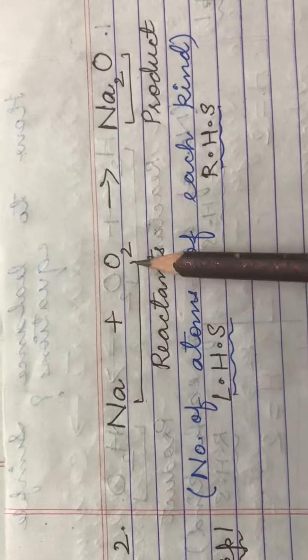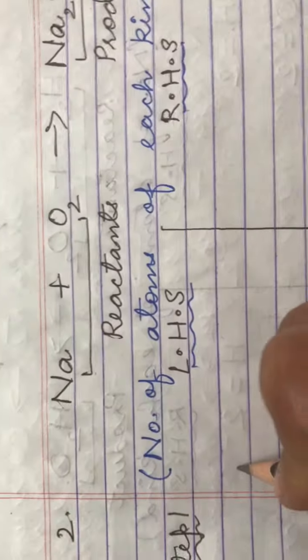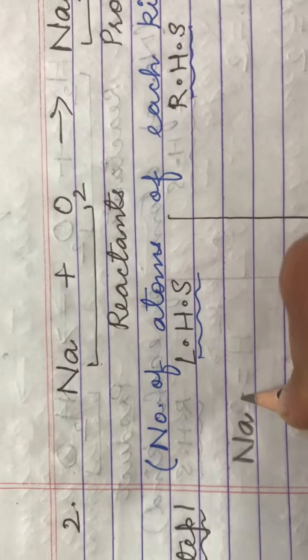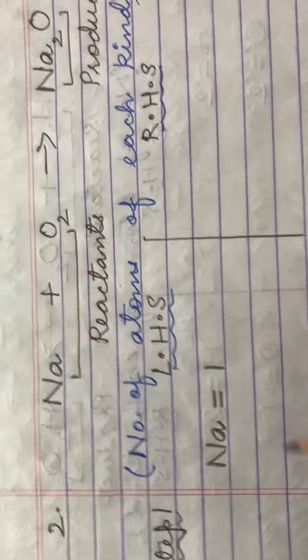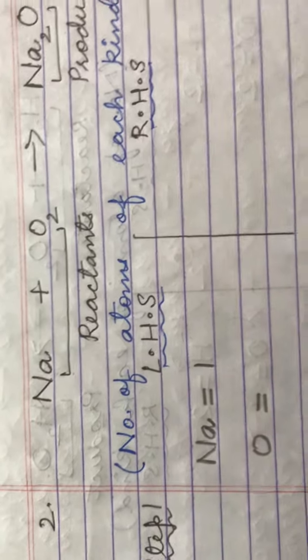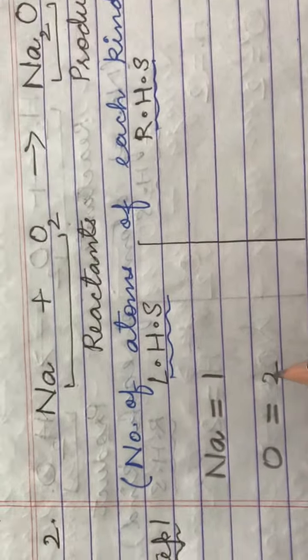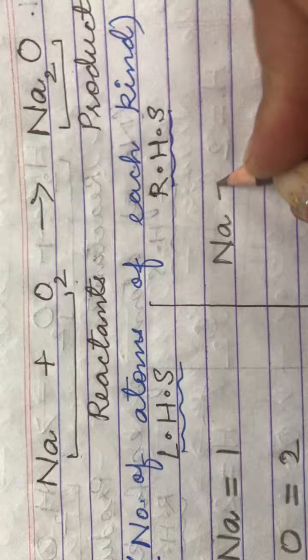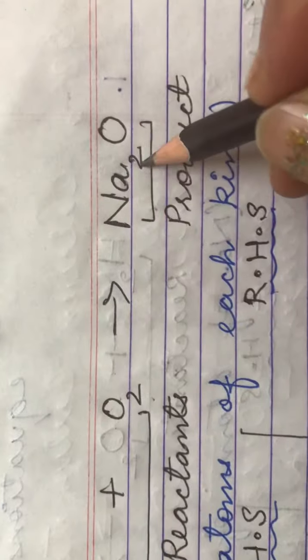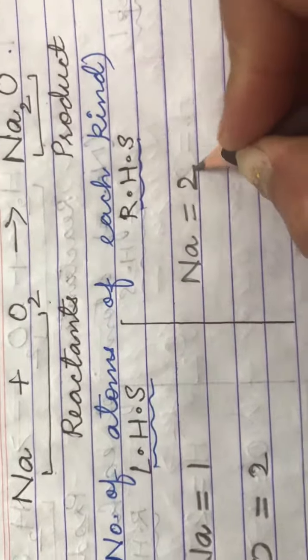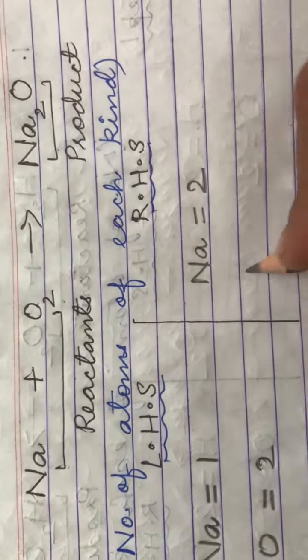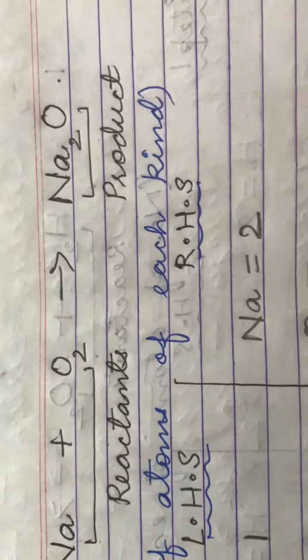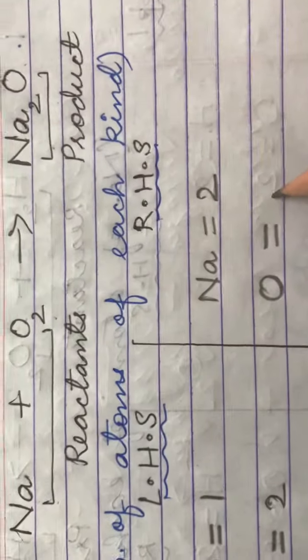Now clearly we come to know there are two kinds of atoms on the left hand side, sodium and oxygen. So we start by writing Na, sodium, number of atoms of sodium are 1 on the left hand side. We write O for oxygen, and the number of atoms of oxygen are very clearly 2 on the left hand side. Now let's move to the right hand side. We again write the same atoms. Na is there and there are 2 atoms of sodium. So we write Na is equal to 2, and we have O oxygen and number of atoms of oxygen is very clearly 1. So we put a 1 here.